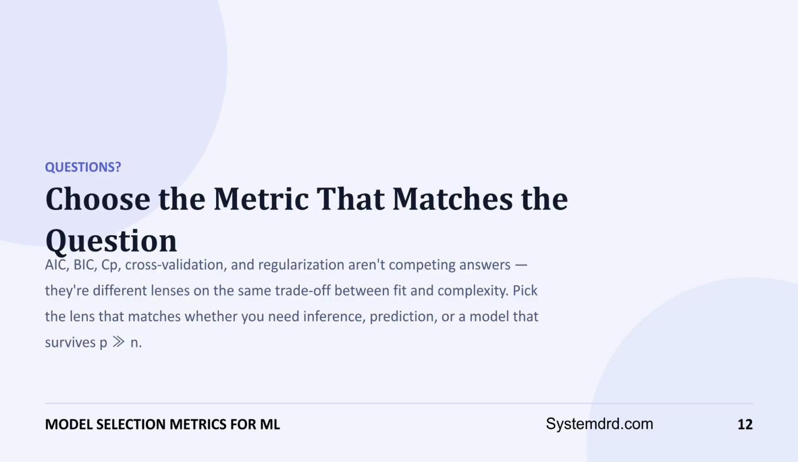Do you need inference with a small, interpretable, theoretically grounded model? Do you need raw predictive accuracy, and can you afford the compute for cross-validation? Or are you in a regime where predictors vastly outnumber samples, where regularization isn't just convenient but close to necessary? Pick the lens that matches your question, and the metric will follow.